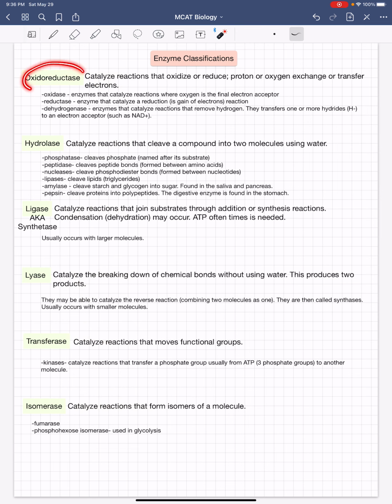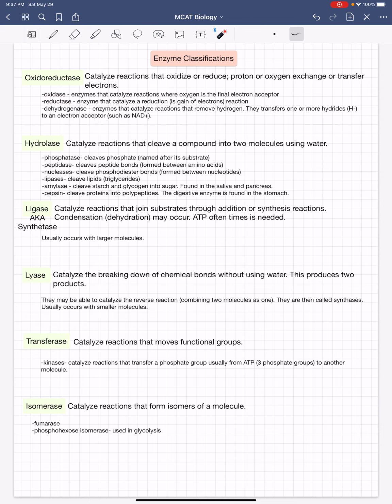So with oxidoreductase, these enzymes catalyze reactions that oxidize or reduce. There can be a proton exchange, an oxygen exchange, or a transfer of electrons. Here are a few types. So we have oxidase, which are enzymes that catalyze reactions where oxygen is the final electron acceptor. Reductase, or enzymes that catalyze a reduction reaction.